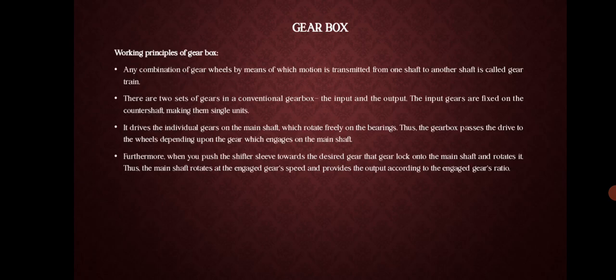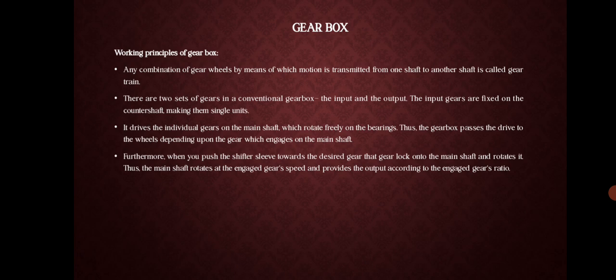Good morning, everyone. In this video, we are going to see about gearboxes and different types of gearboxes. First, let's see about the working principle of gearbox.